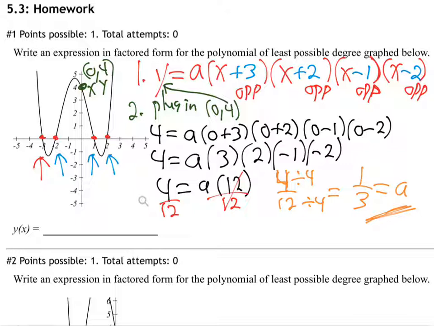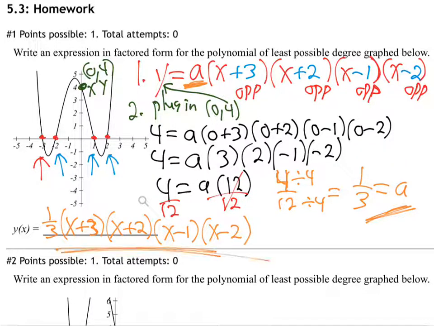So our answer then, the function is 1/3, because remember A is in the front, 1/3 times x plus 3 times x plus 2 times x minus 1 times x minus 2. There it is. There is the function that produces that graph. That's pretty impressive, huh? We can work backwards from a pretty complex graph to the function producing that graph. Good there. Let's go to this one.